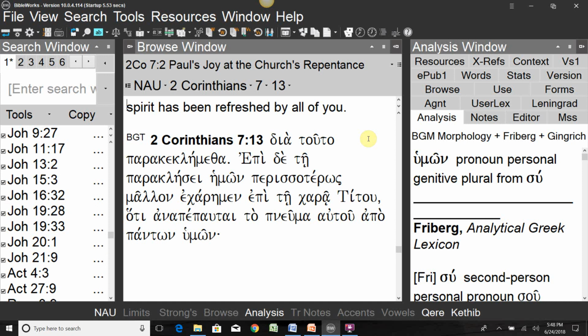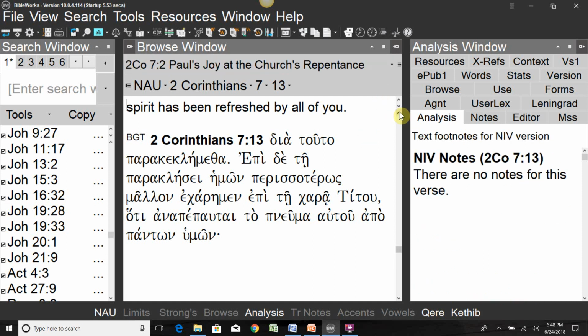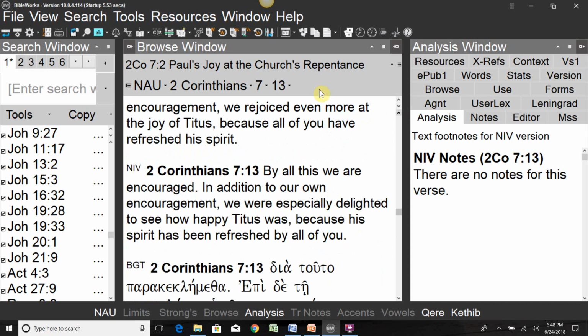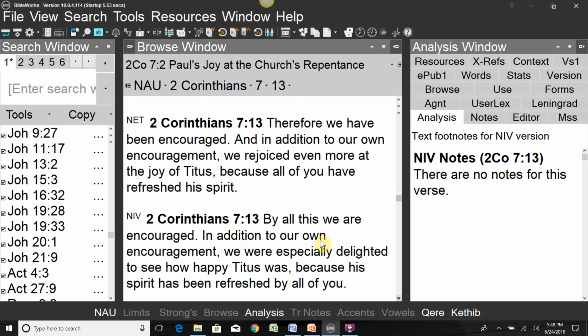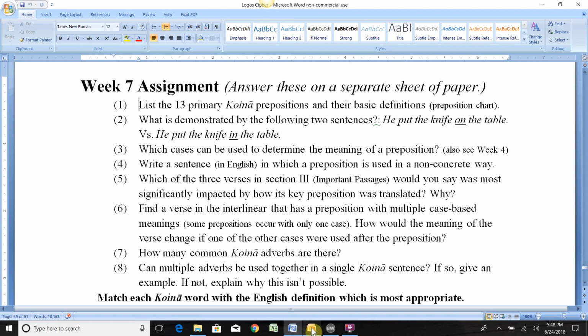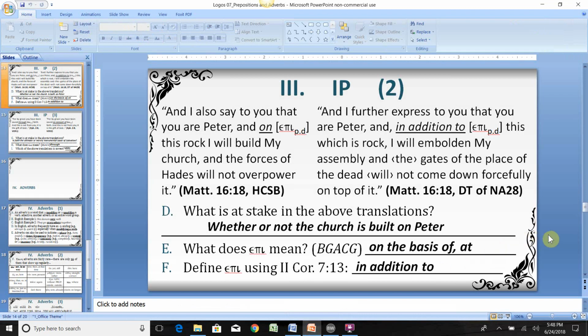2 Corinthians 7:13 is one of those. It doesn't show up in most of the standard works, but when you look at it in the text, there's really no other way to translate it in some places. It's very hard to get around that concept of "in addition to." So how do you know to go to 2 Corinthians? Well, that's the thing. You don't. We've seen places where that's basically how you have to translate it based on context.